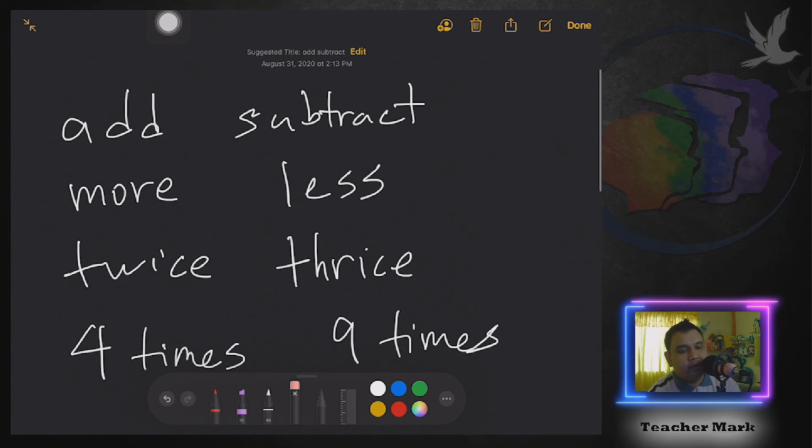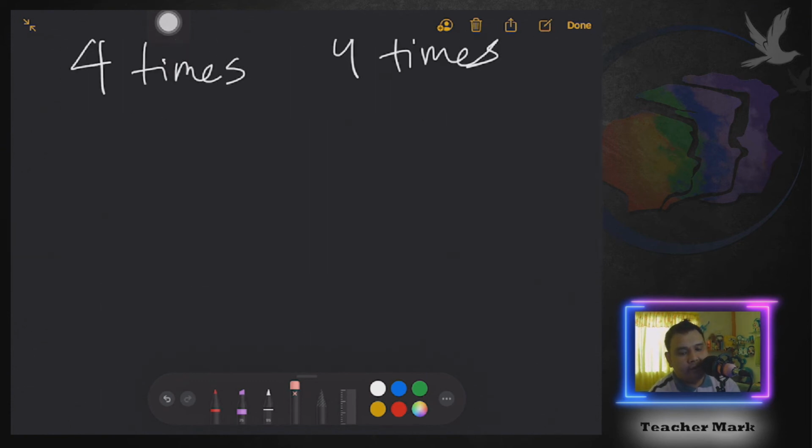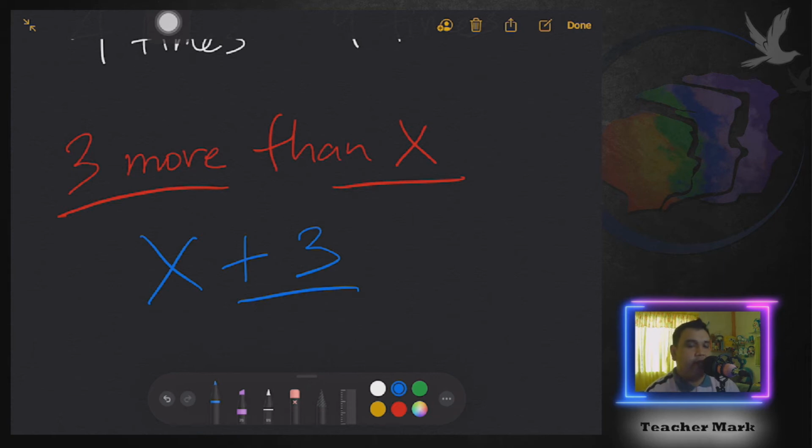So, let's try to make use of more. More and add is actually just the same. So, for example, we have 3 more than x. 3 more than x. X is already there, which makes it x plus 3. That's 3 more than x. X is already there, so that's why we add 3 to x. We don't add x to 3, but we add 3 to x.